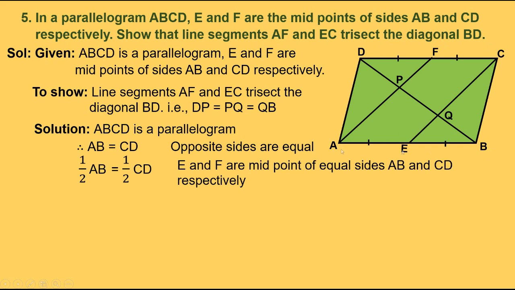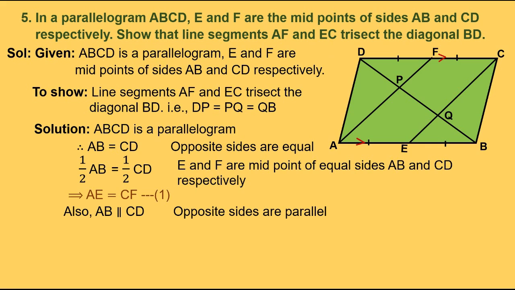This implies AE is equal to CF. Let's take it as equation 1. Also, AB is parallel to CD, opposite sides are parallel in a parallelogram. Therefore, AE is parallel to CF. Let's take it as equation 2. Now, from equation 1 and 2, we have AE is equal to CF and AE is parallel to CF.